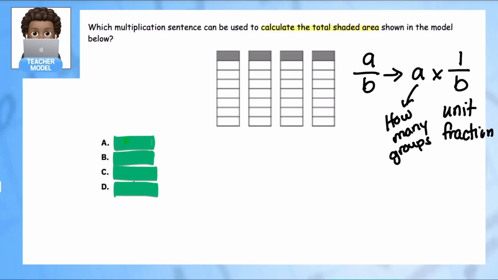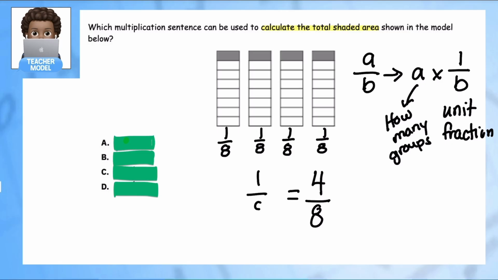Okay, so what do I see? What do I notice? I notice that each of these already has 1. So this fraction represents 1 out of how many? 1, 2, 3, 4, 5, 6, 7, 8. So these are all unit fractions, 1/8, 1/8, 1/8, and 1/8. If I wanted to know what the total would be, the whole fractional part would be 4/8. But I'm going to represent this as a multiplication sentence. So how many groups of 1/8 do I have? I have 4 of them. So let's see which of these actually matches our thinking.